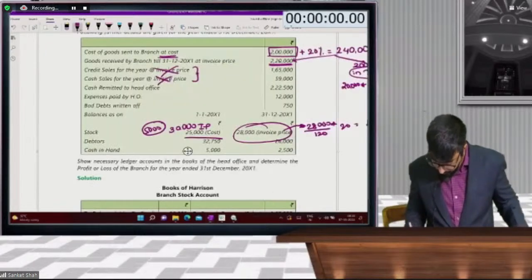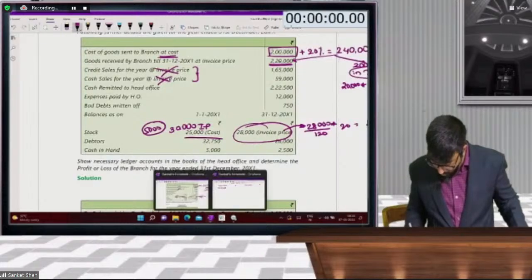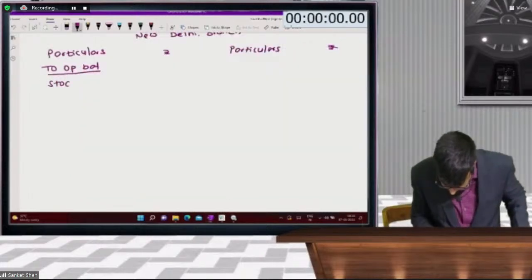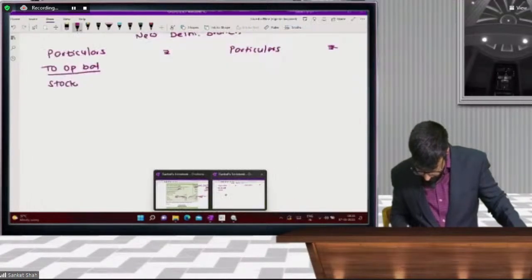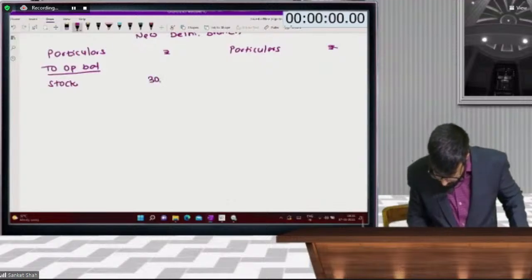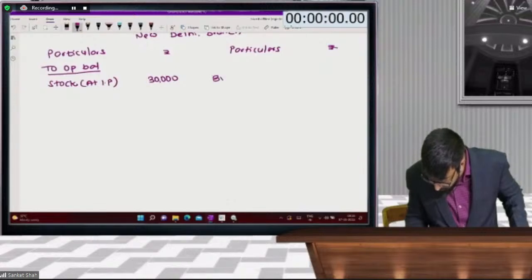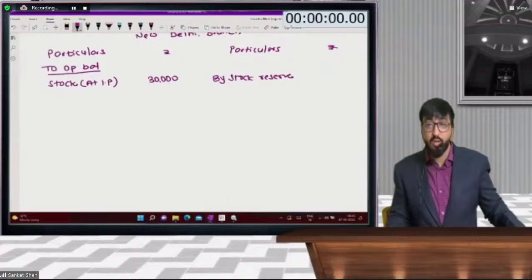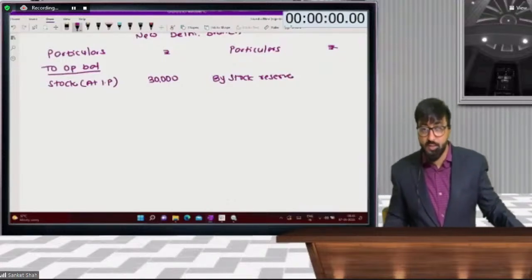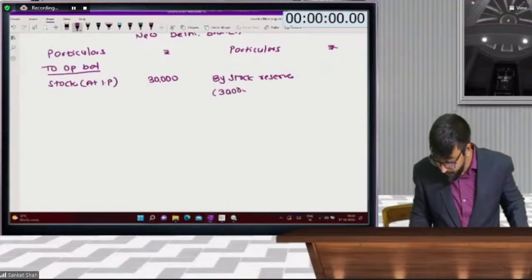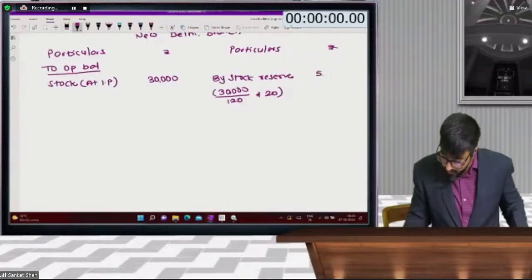First one, stock. Stock 25,000 plus this one is 30,000 at invoice price. And loading you will cancel on the very opposite side. Loading has to be cancelled on the opposite side. I already explained you this concept. In debtors method, you will cancel loading on the opposite side. 30,000 divided by 120, it reflects 120. So what is the value for 20? So this is 5,000.